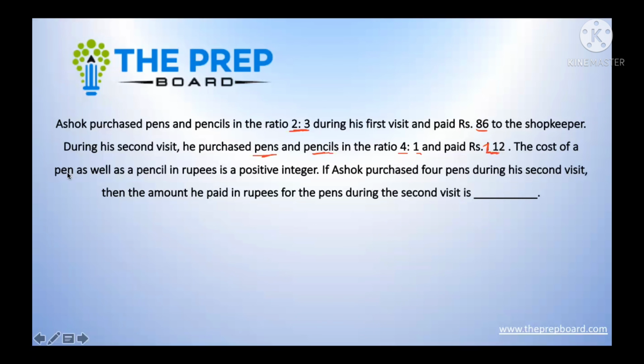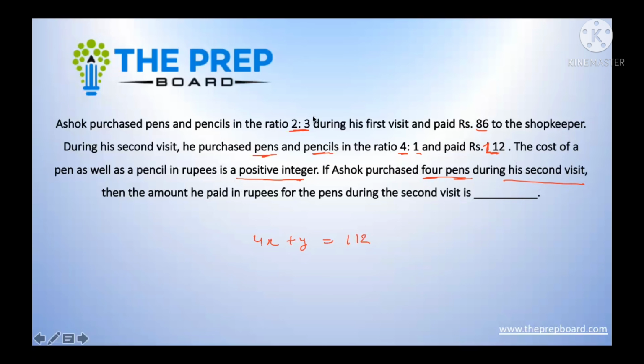The cost of a pen as well as a pencil in rupees is a positive integer. If Ashok purchased 4 pens during his second visit. So in the second visit, he has purchased 4 pens and 1 pencil. Let's say the price of a pen is rupees X and the price of a pencil is rupees Y. So 4x plus y is 112.